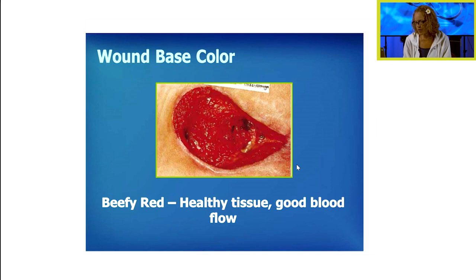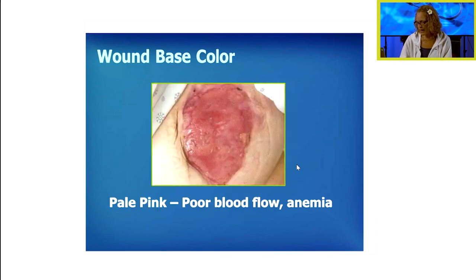And so again, we want to look for healthy tissue in that wound base. That color should be nice and bright red. Here we see a wound base color that is more of a pale pink. This is an indicator of poor blood flow or blood supply to the wound. This could be in the case of a patient that's suffering from anemia.